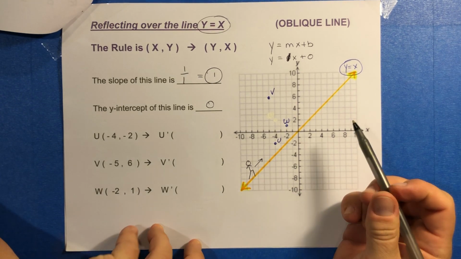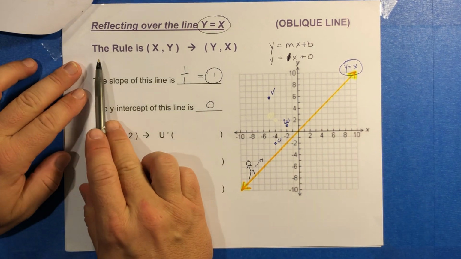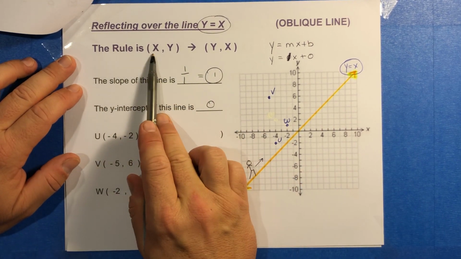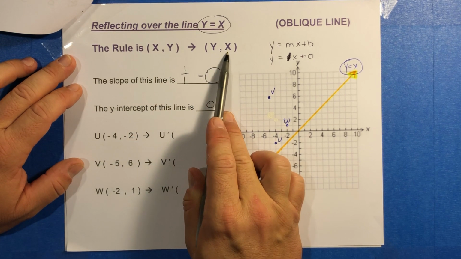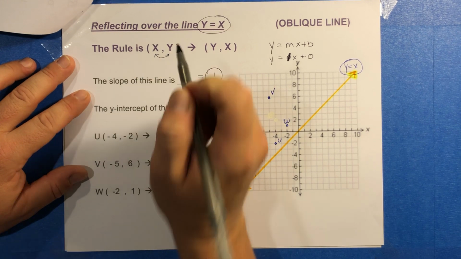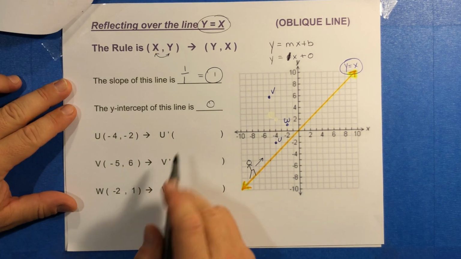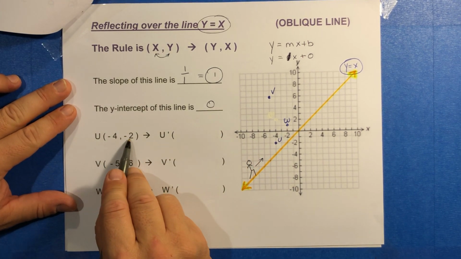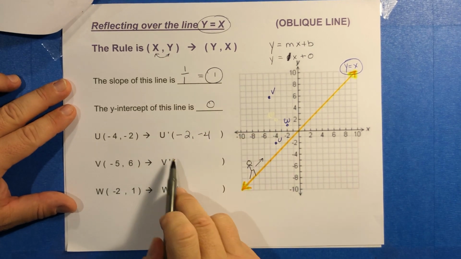All right, let's give this a shot. Now, this is tricky. So what we're going to do first and foremost is give you the rule first. So x comma y becomes or maps onto y comma x. So if you notice, we're going to take the original coordinates and swap them. So this rule has one particular part to it. Take your coordinates and just switch their places. So negative 4, negative 2 ends up at negative 2, negative 4.